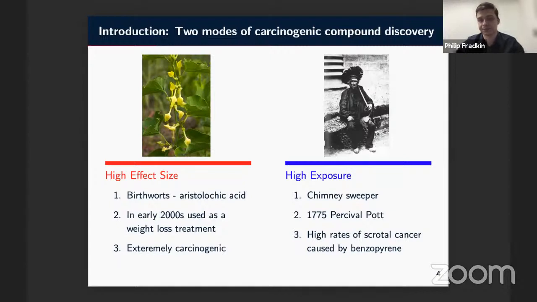And here on the right, you see the high exposure example, an English chimney sweeper. In 1775, Percival Pott identified that this population of people exposed to soot and ash develop high rates of scrotal cancer. And only two centuries later did we learn that it's caused by benzopyrene.